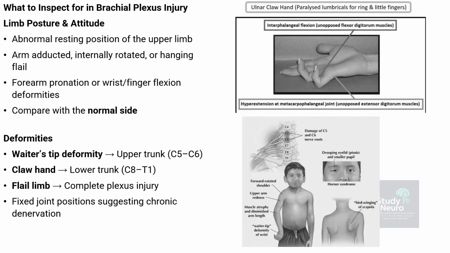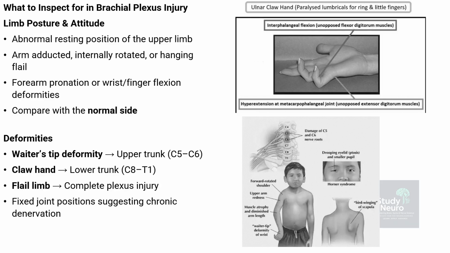When inspecting a patient with a brachial plexus injury, pay close attention to the posture and attitude of the upper limb. You may notice that the arm rests in an unusual position, sometimes held close to the body, rotated inward, or hanging loosely. The forearm might be pronated, and the wrist or fingers can show flexion deformities. Always compare these findings with the unaffected side to detect subtle changes.